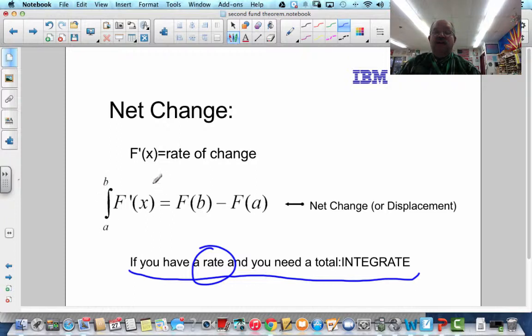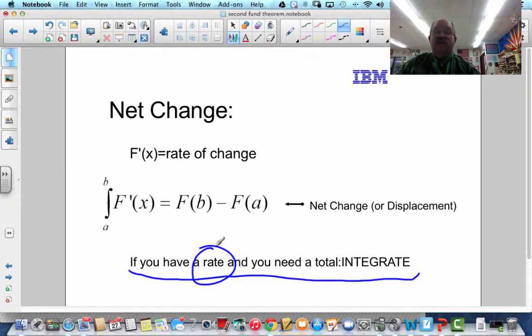So any kind of rate that we have, if we know how fast water's leaking out of a bathtub, if we know how fast water's filling a bathtub, if we know how fast water's draining out of a pond or being evaporated, or coffee leaking out of a cup, or if somebody's running a race, we know how fast they're going, anything like that.